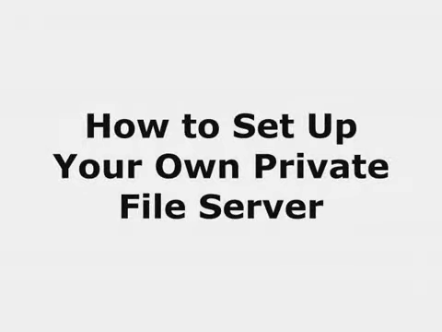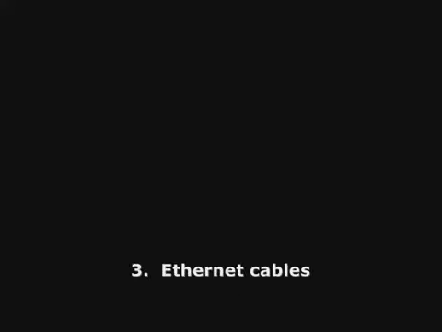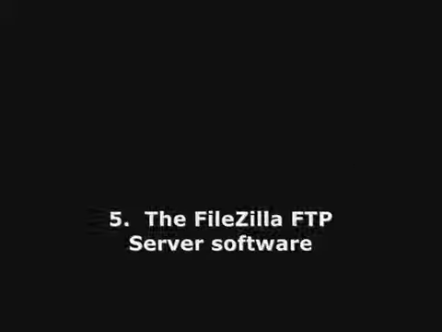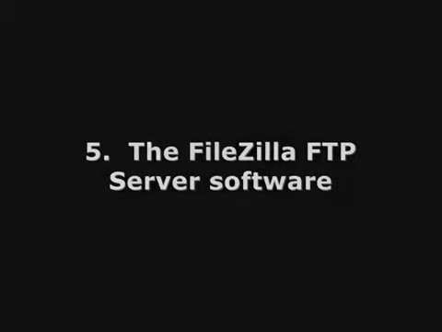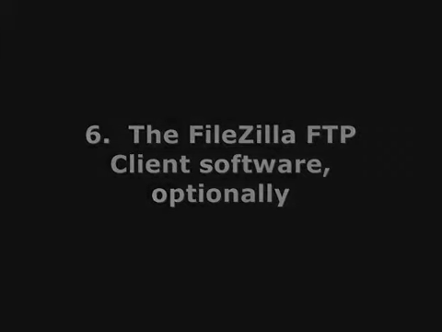How to set up your own private file server. The tools you will need are an older computer with Windows 2000 or XP installed on it, a 10/100 megabits per second or gigabit router, any brand will do, Ethernet cables, wireless adapters if you want to access your server wirelessly, the FileZilla FTP server software, the FileZilla FTP client software optionally, and good computer navigational skills.